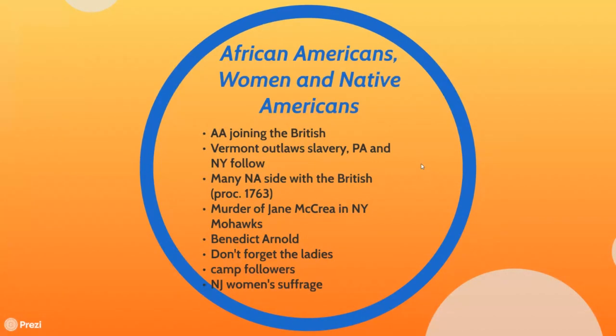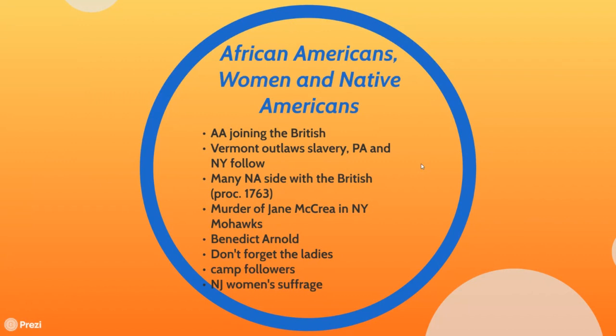Vermont actually outlaws slavery, as do Pennsylvania and New York. Following the end of the American Revolution, and the beginning of the Articles of Confederation, each state has to create its own state constitution. And so Vermont, Pennsylvania, and New York outlaw slavery.